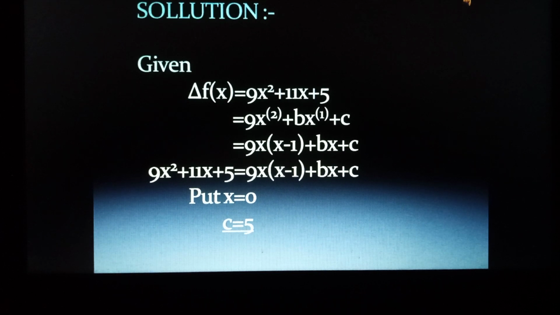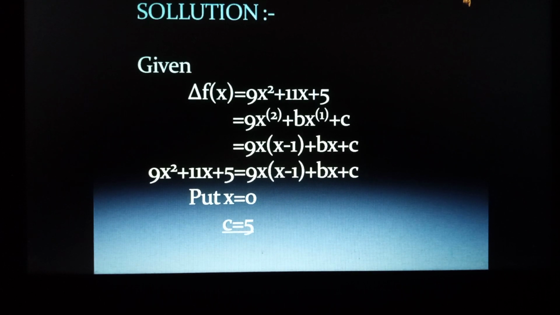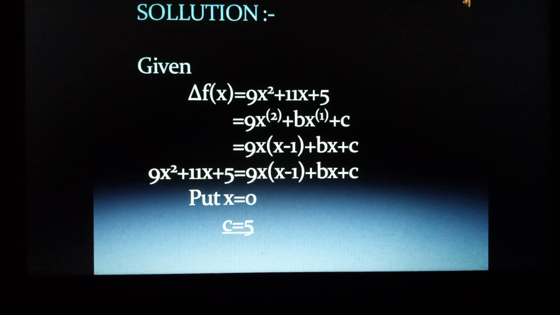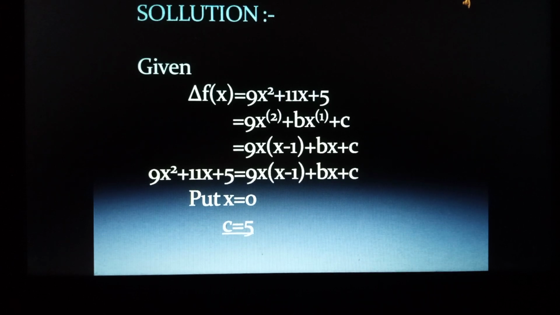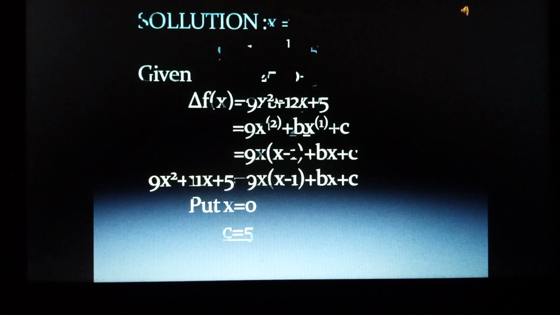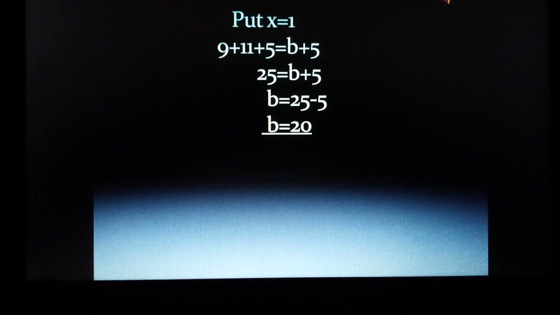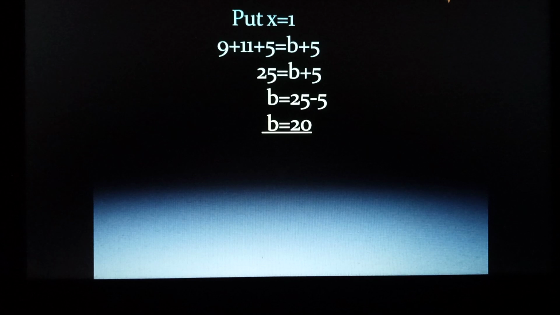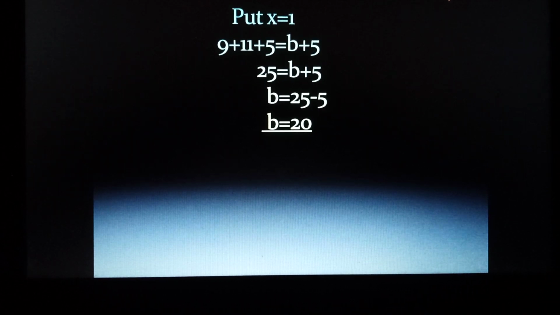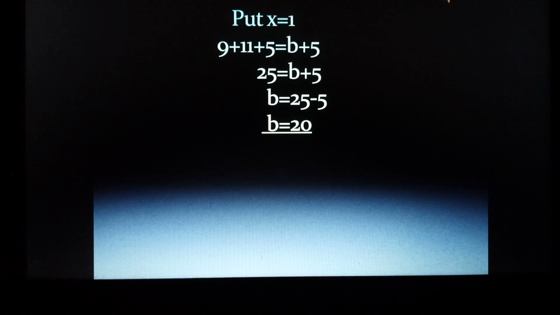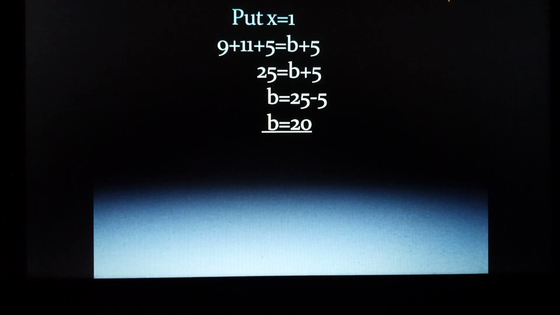Here we have solved the equation and we get c equal to 5. Here the value of c is 5. After finding c, put x equal to 1 for finding the value of b. 9 plus 11 plus 5 is equal to b plus 5. Then 25 is equal to b plus 5. It gives b equal to 25 minus 5, and the value of b is equal to 20.